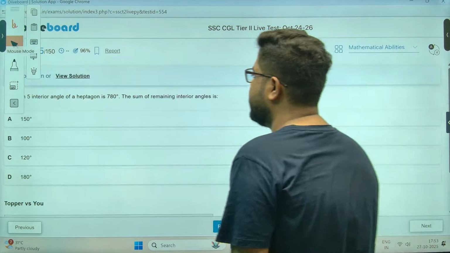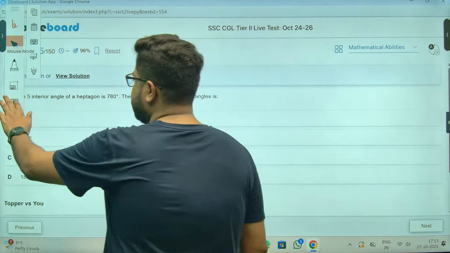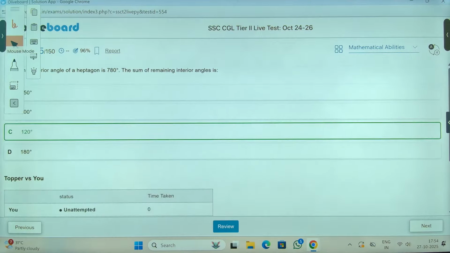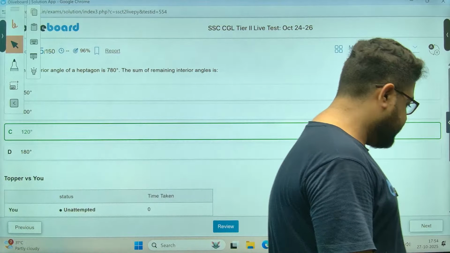Chalo, moving on. Sir, heptagon, 7 sides. Achha. So what will the total angle be, sir? 2 into n minus 2 into 90 degrees, I told you guys. Heptagon, this is 7. Sir, this is 900 degrees. Out of that, the 5 angle sum is this. The remaining 2 angle sum has to be 900 minus 780, which is 120 degrees, which is there in option C, sir. Again, very simple questions.